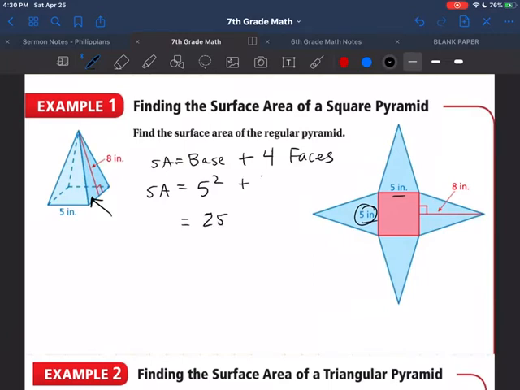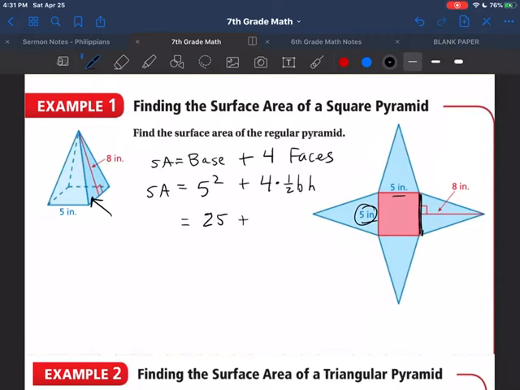And then the 4 faces, so we're going to multiply 4 times the area of a triangle. So we're going to have 4 times 1/2 base times height, right? 1/2 base times height. So now we just need to plug this in.